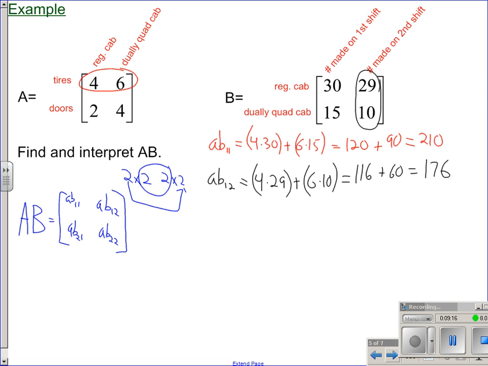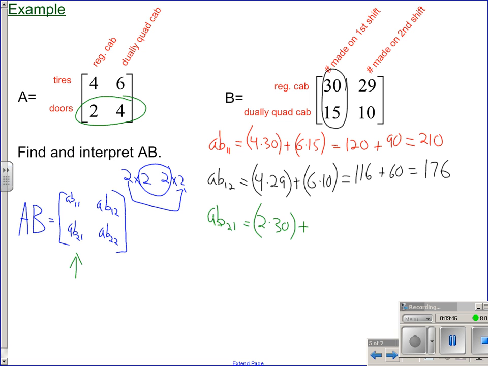All right, change colors one more time. Now just going entry by entry here, I'm looking for AB, second row, first column. Now I'm dealing with the second row of matrix A, and I am going back to the first column in matrix B. So entry by entry, 2 times 30 plus 4 times 15. We get 60 plus 60, that's 120.